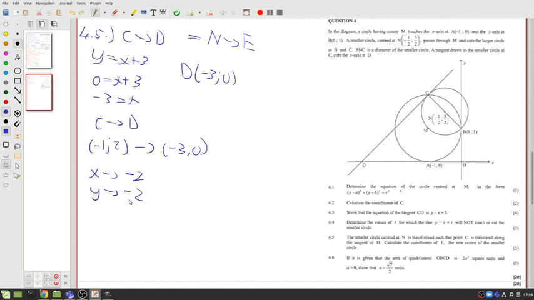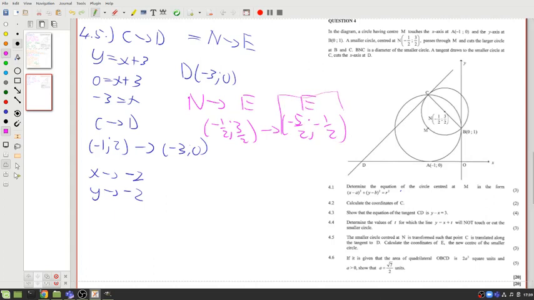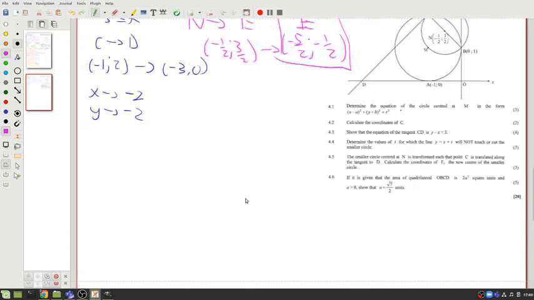So this same translation we want to apply to the point N. Okay, so the point N to E, we want to apply the same thing. So N was negative a half, 3 over 2. So we want to apply the same translation as this. So x will be minus 2. So negative a half minus 2 gives us negative 5 over 2. And 3 over 2 minus 2 gives us negative 1 over 2. So that is the coordinates of E. Alright, that's E.